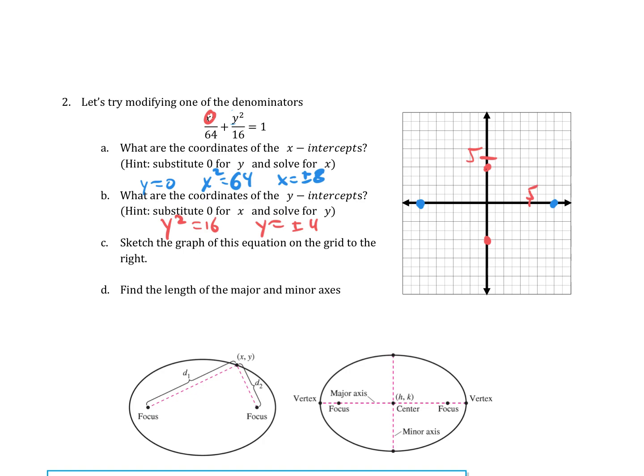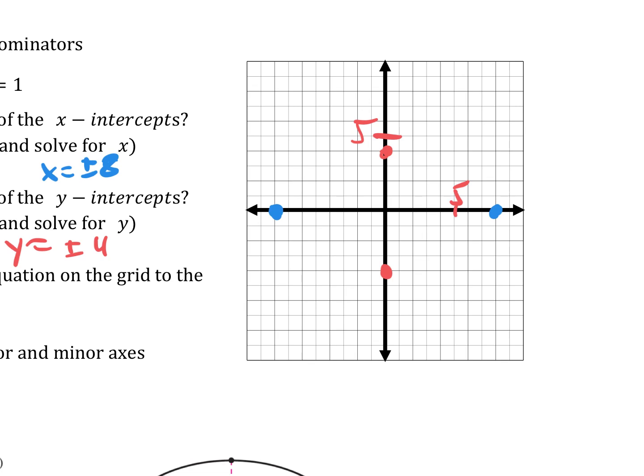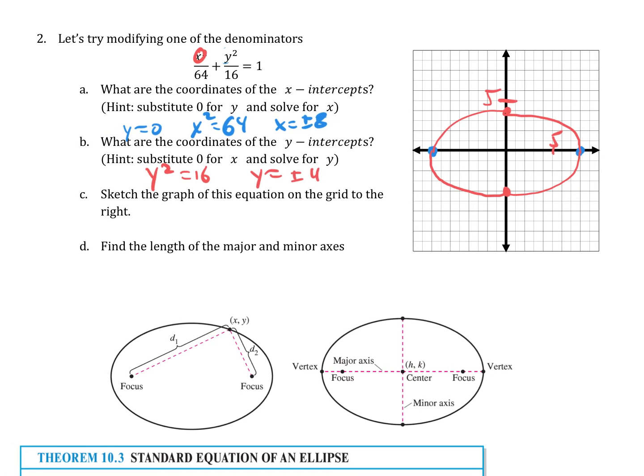Okay. Now let's sketch a graph. Well, notice it's not a circle anymore. It's kind of a stretched circle. So what we get is an ellipse that looks like this. Okay, so we get this stretched out circle there, all right? Now we can find the length of the major and the minor axis. Well, the major axis length is going all the way across here. That major axis is 2 times 8, which is 16. And the minor axis is 2 times 4, which is 8. Okay?